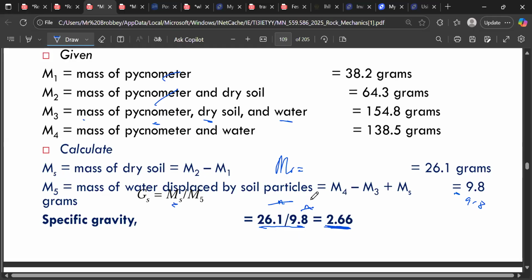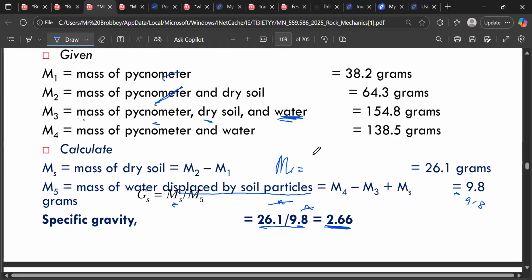Because when you subtract M2 from M3, you are only going to be left with the water. Now, it is not the grams of water contained there. It is the mass of displaced water by the soil particles. Now, let me try and narrate how this test is conducted in a laboratory.